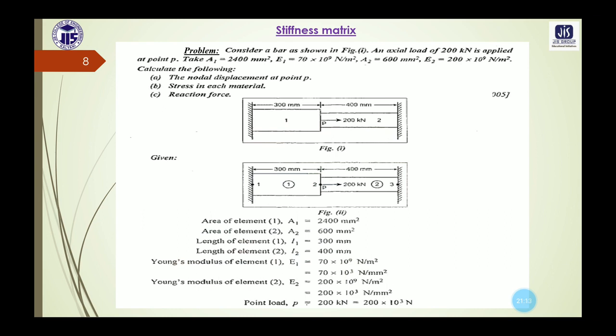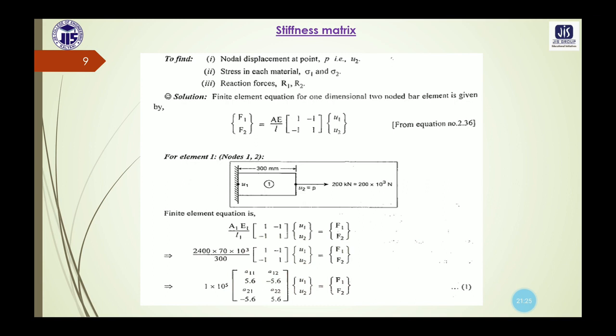So these are the values given in this numerical, and we need to calculate three different things, which are the nodal displacement at point P, stress in each material, and reaction force. Now the finite element equation for a one-dimensional two-noded bar element, this formula we need to use here.